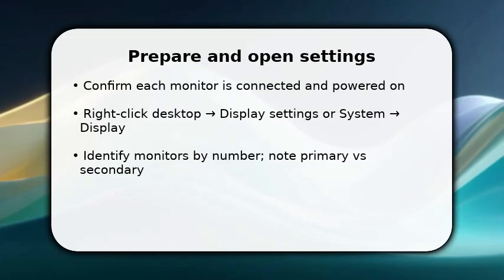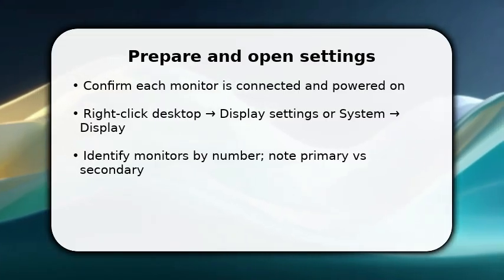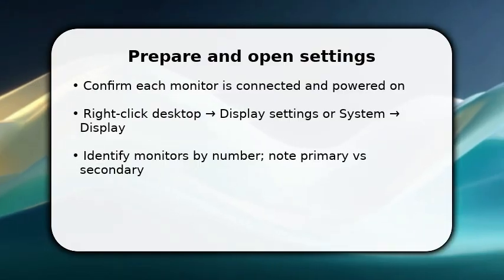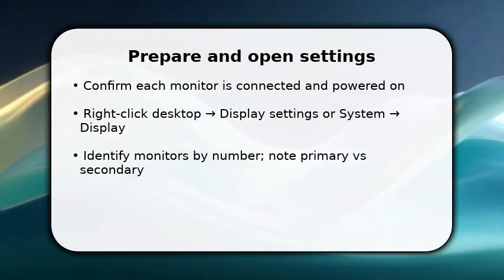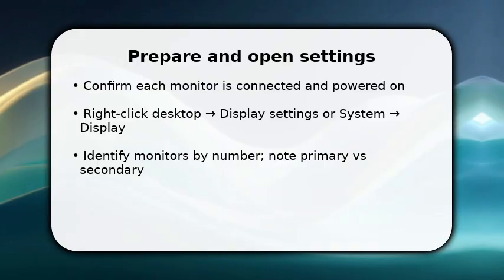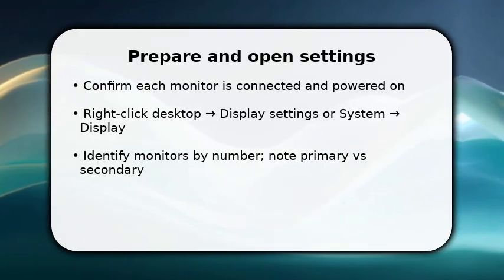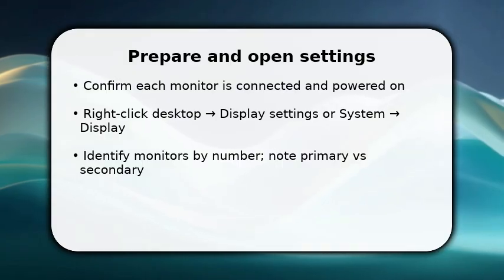Enjoy the video. You already have monitors connected. Now open display settings so you can assign images per screen. First, right-click the desktop and choose Display Settings, or go to Settings > System > Display.